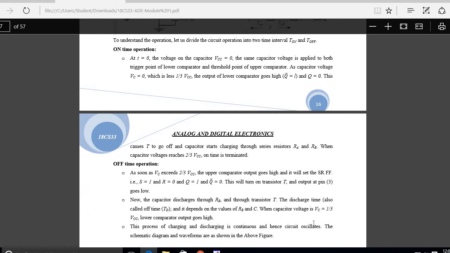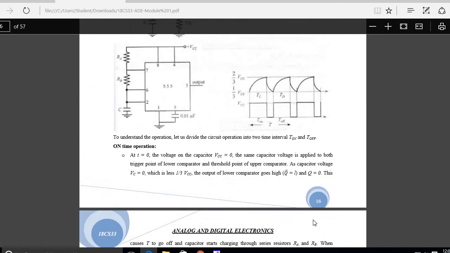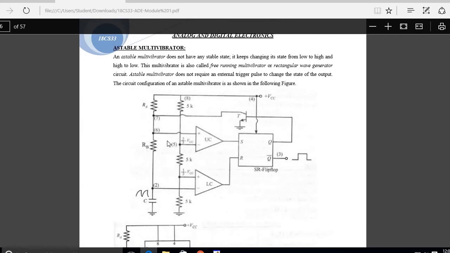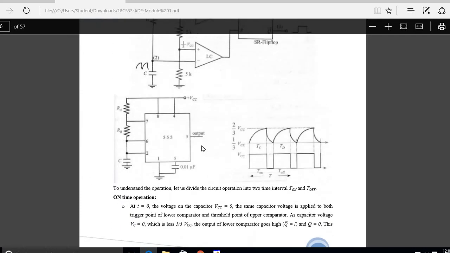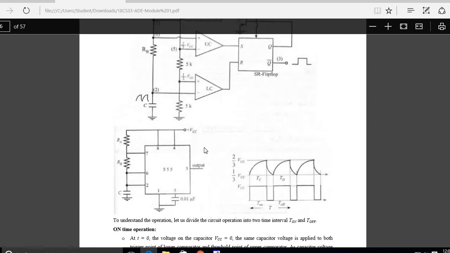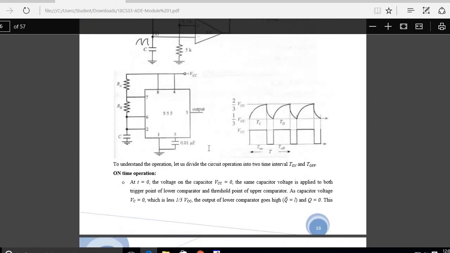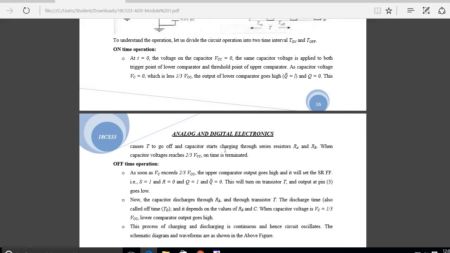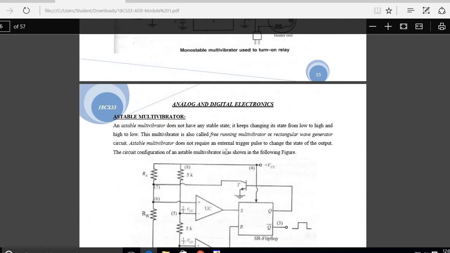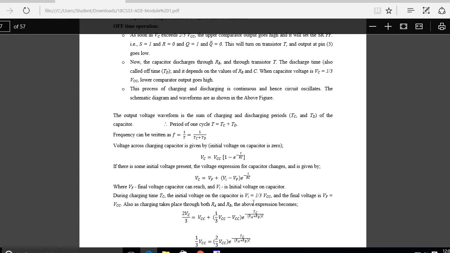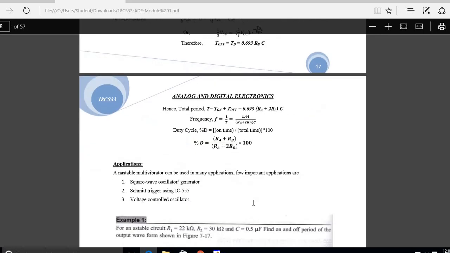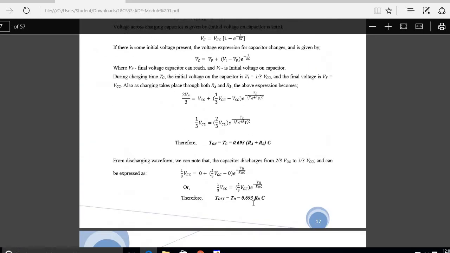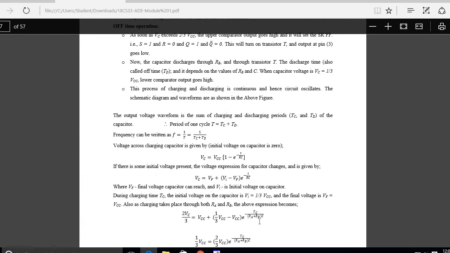So this is the schematic diagram, and the waveforms of this astable will be like this. This is the astable multivibrator, because there are no stable states in this circuit. For that reason we call this an astable multivibrator. And these are the expressions. You just have to remember these expressions.